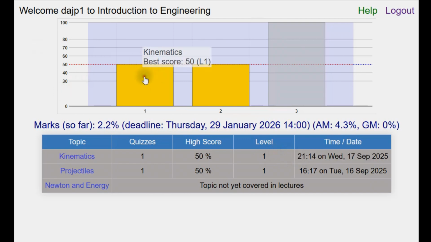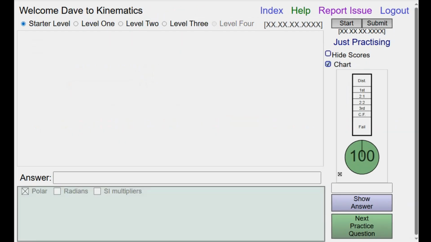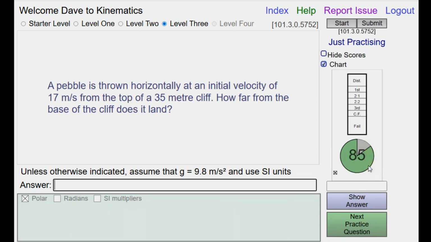If I go back into kinematics now, you'll see that level 2 and level 3 are now not grayed out. I can do level 2 questions, I can do level 3 questions. Can't do level 4 questions, but I got full marks at level 1, which means that not only level 2, but level 3 is now unlocked and ready to go. And at level 3, the questions are worth 85% if you get them right first time. Of course, it's a bit harder, but I'll leave that to you.